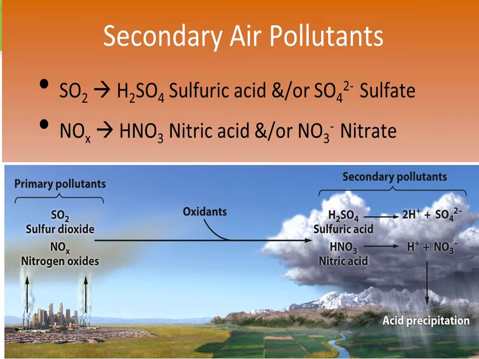So here's a diagram showing how these secondary air pollutants are made. Industries give off sulfur dioxides and nitrogen oxides. The X is there because it could be a variety of things, like 2 or 3. And when they combine in the atmosphere with other oxidants and water vapor, they create acids. So you've got sulfuric acid and nitric acid. And what these acids do is they condense in the clouds and they fall as acid rain.